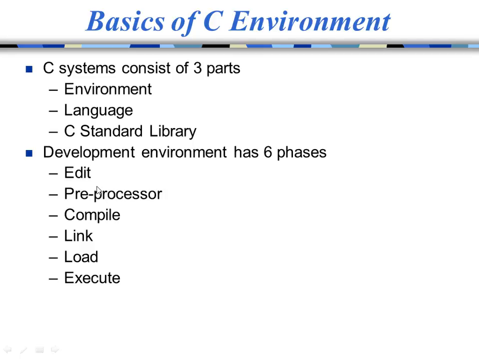Now the basics of the C programming environment. There are three parts: environment, language, and the C standard library. The development environment has six phases: edit, preprocessor, compile, link, load, and execute. These are the steps in which we can write a program. After editing, preprocessor, and then compiling, link, load, and execute. This is the basic history of C, and the basics of the C environment.